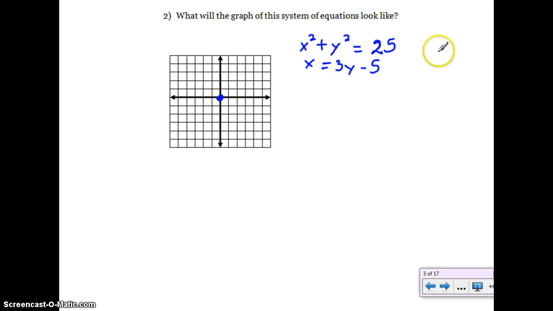So that means for my circle, the center is at 0, 0, and my radius is the square root of 25, so that makes 5. Okay, so I'm going to take 5 up, 1, 2, 3, 4, 5, this way, 1, 2, 3, 4, 5, this way, 1, 2, 3, 4, 5 down, 1, 2, 3, 4, 5 that way.